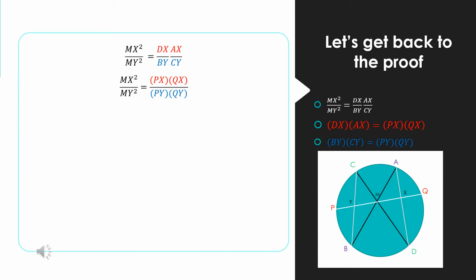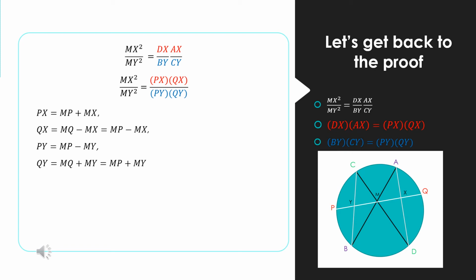If we substitute PX for MP plus MX, QX for MP minus MX, PY for MP minus MY, and QY for MP plus MY, we get an equation in terms of MX, MY, and MP only, which is MX squared divided by MY squared equals the quantity MP minus MX times the quantity MP plus MX divided by the quantity MP plus MY times the quantity MP minus MY. Distributing the right side using difference of squares yields MP squared minus MX squared divided by MP squared minus MY squared.